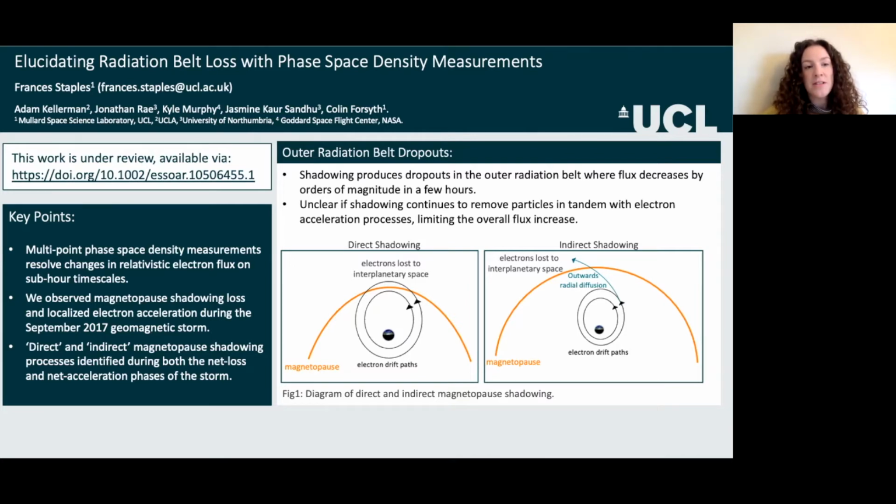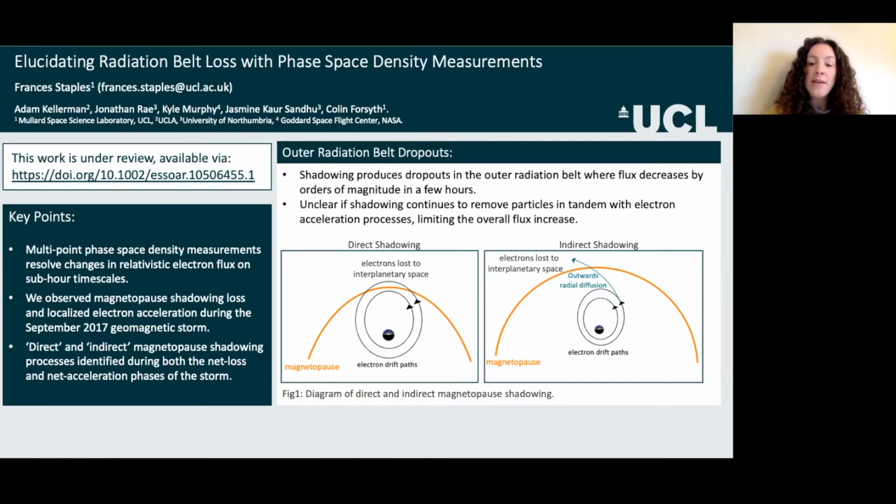Today I'm going to be discussing some work where we use phase-space density measurements to examine dropout events caused by magnetopause shadowing. Dropout events are where we lose flux in the outer radiation belt by orders of magnitude, usually prior to a geomagnetic storm, and they are thought to occur due to magnetopause shadowing. Magnetopause shadowing might occur where there's a compression of the magnetopause such that it intersects electron drift paths, and this is called direct magnetopause shadowing.